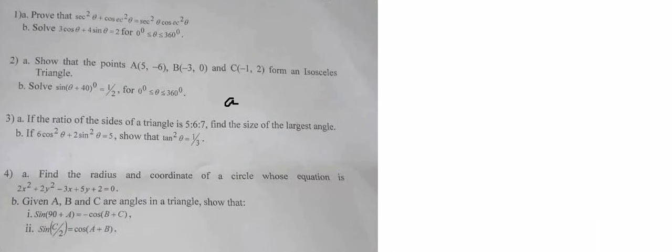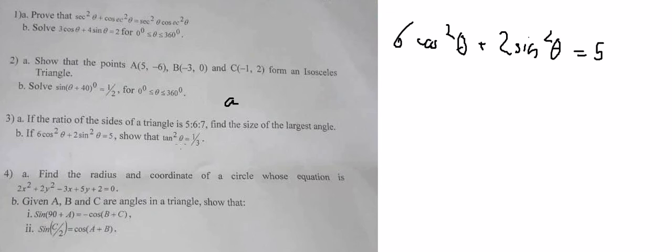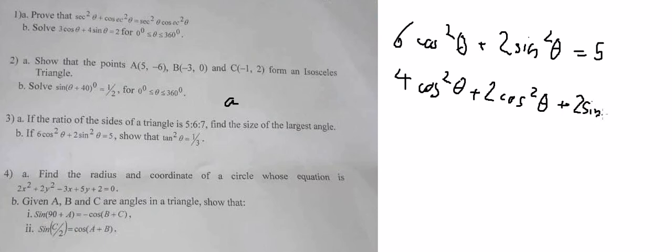So we go to the next one. We have 6 cosine theta squared plus 2 sine theta squared equal to number 5. We want to find tan theta squared. That is 1 over 3. So if we look carefully, we can write 4 cosine theta squared, and in here, number 6, we have number 2, and 2 sine theta squared. This one, we can do factorization.